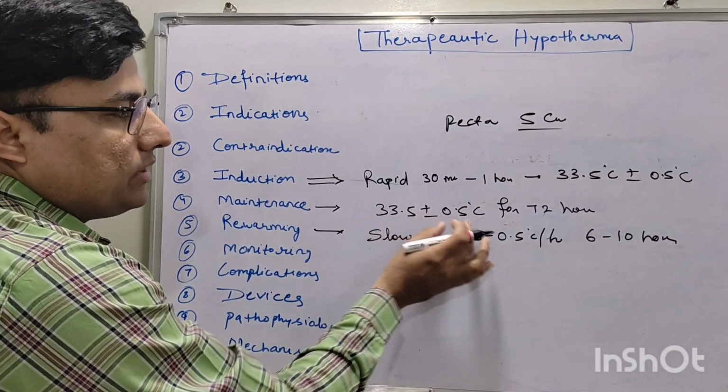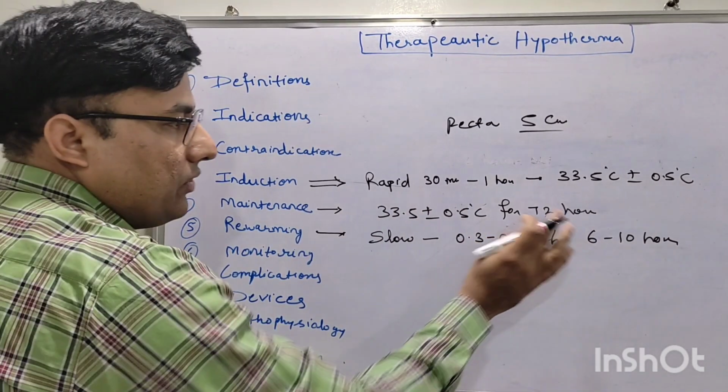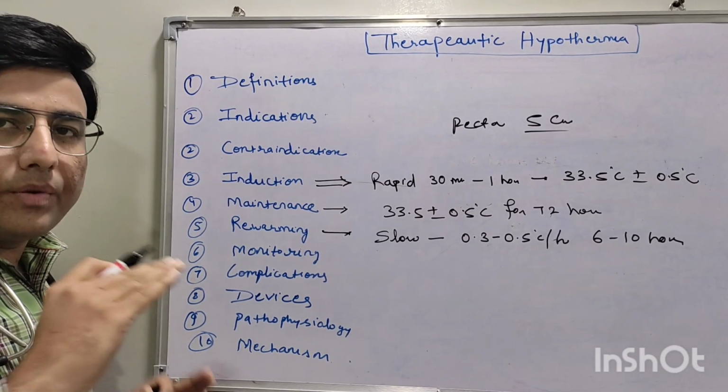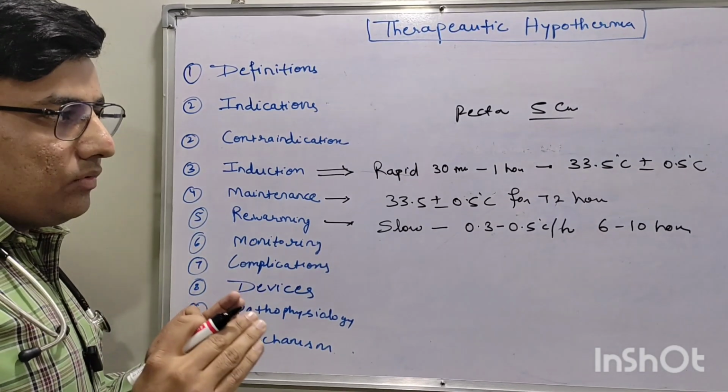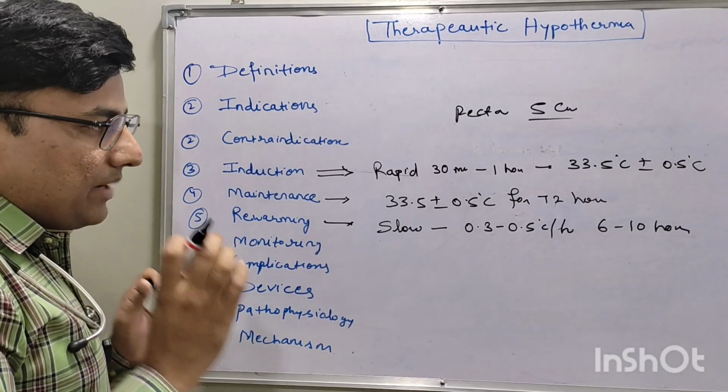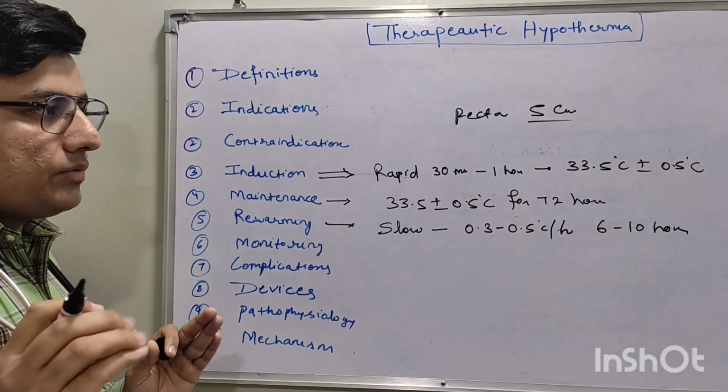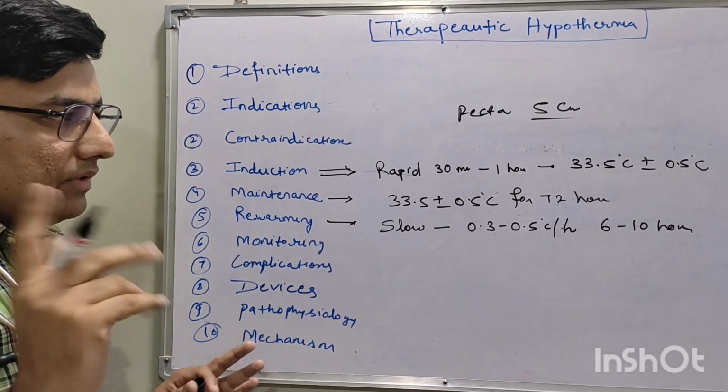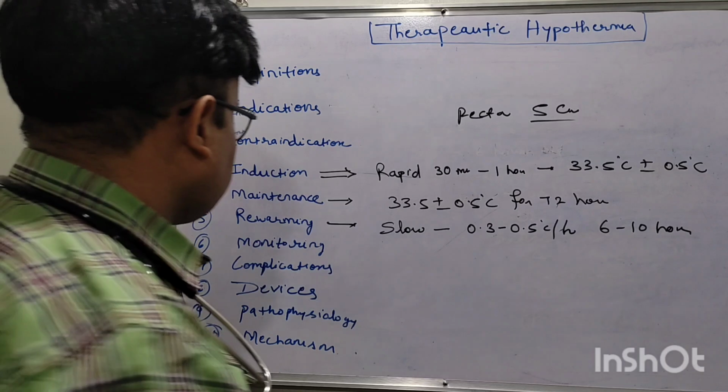Between 33 to 34 degrees Celsius we have to maintain for 72 hours. The fluctuations should be minimum. We have to tightly regulate, we have to monitor the temperature to avoid fluctuations, because if fluctuations are more, that will impair the neurological outcome.